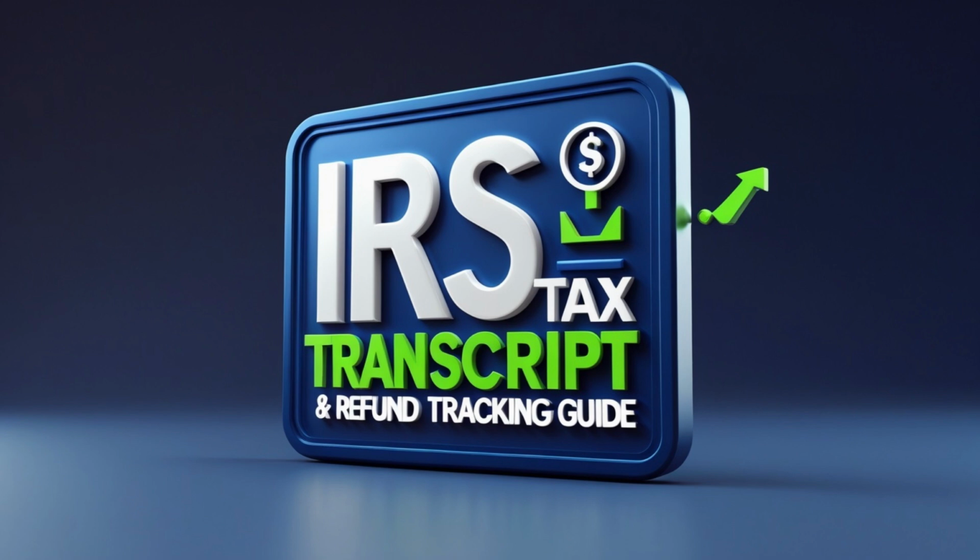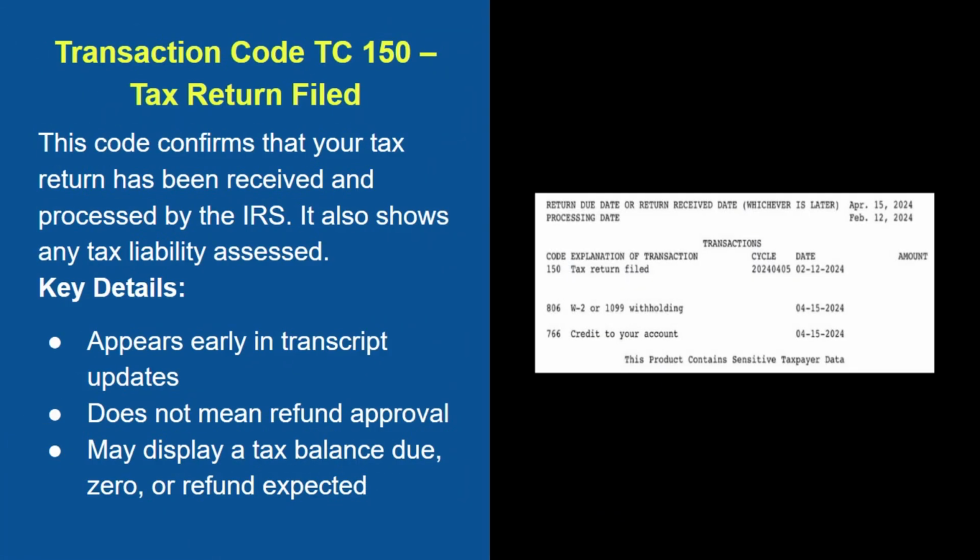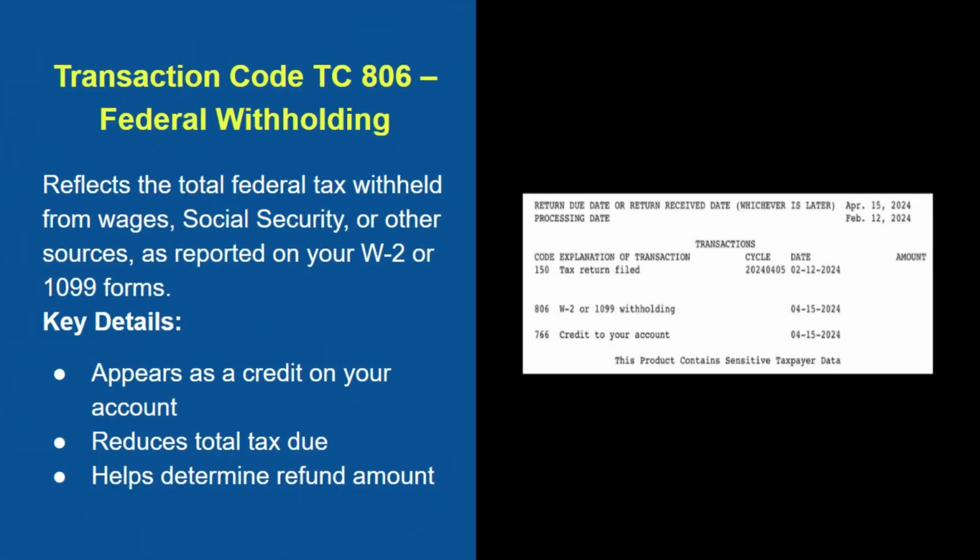All right, so let's talk about those codes. If I'm looking at this transcript and I'm specifically interested in my refund status, what are some of the key codes that I should be looking out for? Okay, so one of the first ones you might see is TC 150. 150. And that just means that your return has been processed. Okay. You also want to look for TC 806. 806, right. Which means that your federal withholding has been applied to your account.